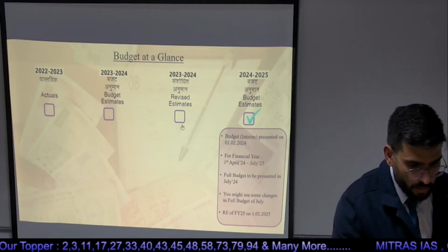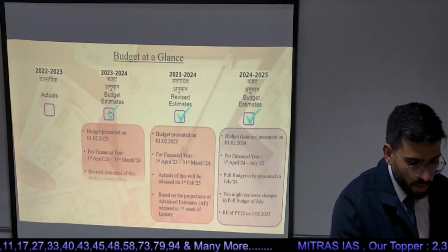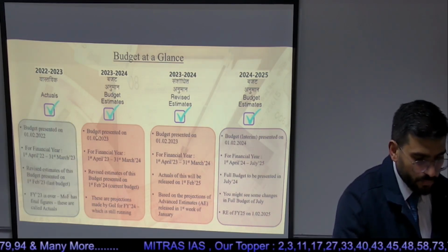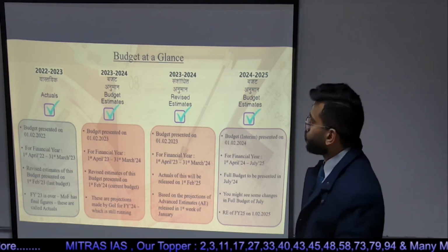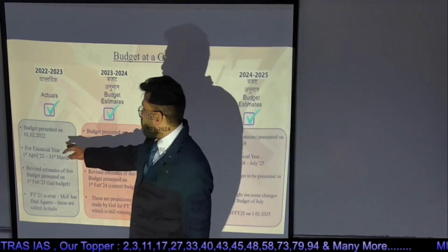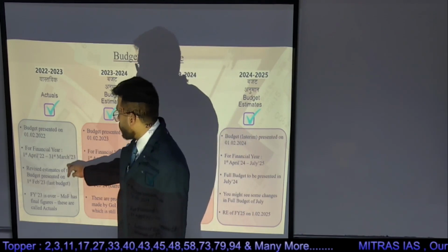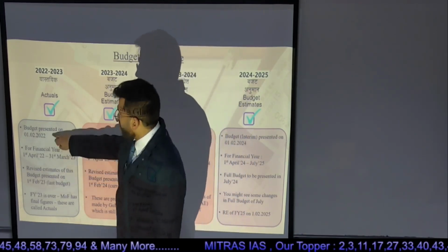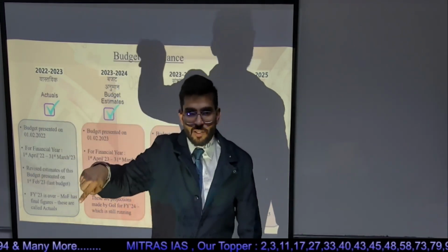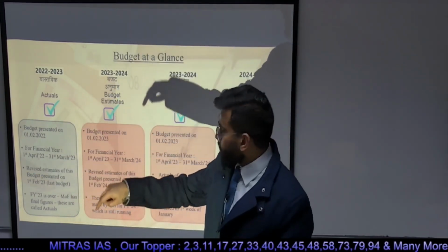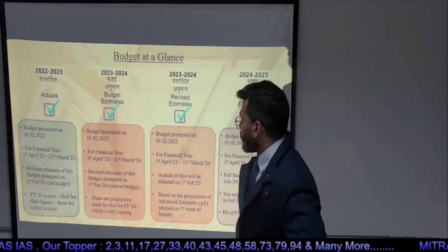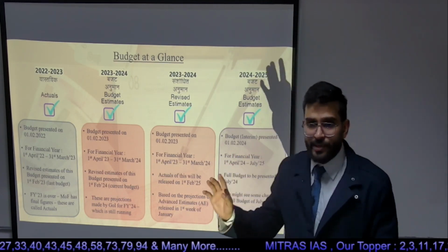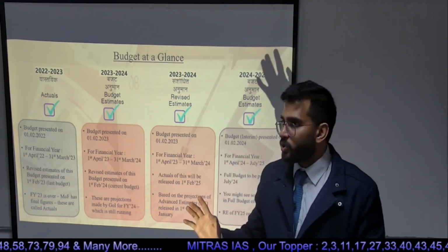You have the revised estimates, you have the budget estimates, you have a comparison, and then you have actuals. So, actuals: the budget was presented on 1st of February 2023. It was for the financial year from April to March 23, and its revised estimates would have been presented in last year's budget. Can you see that? And now these are called actuals, and this is the difference between budget and revised and budget. Is this clear? Any questions on this?